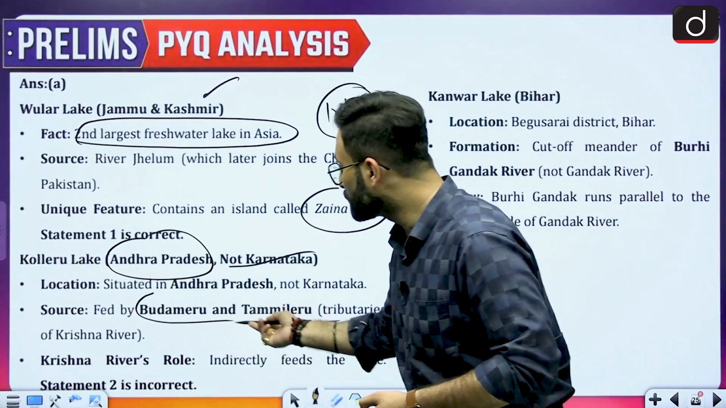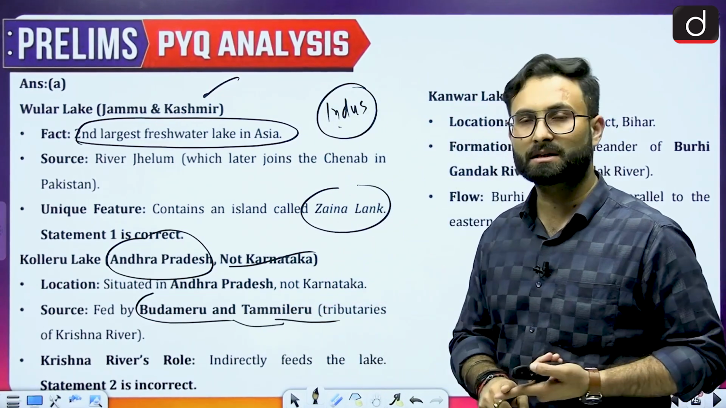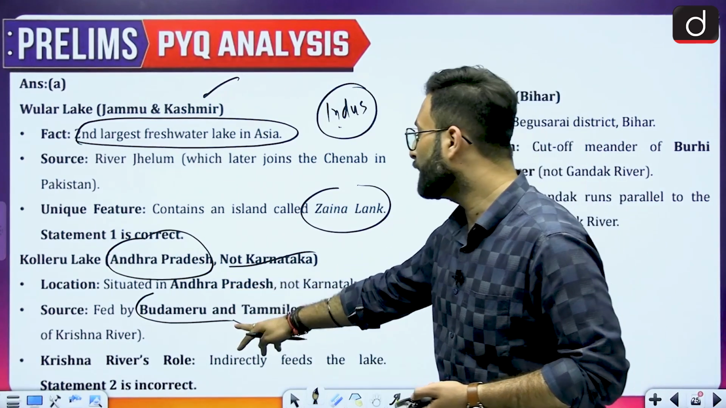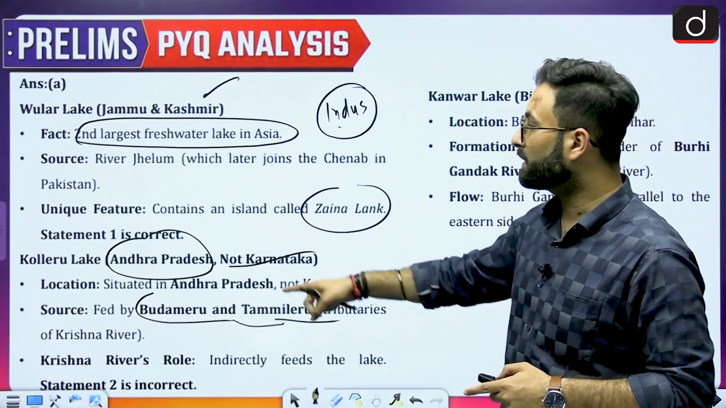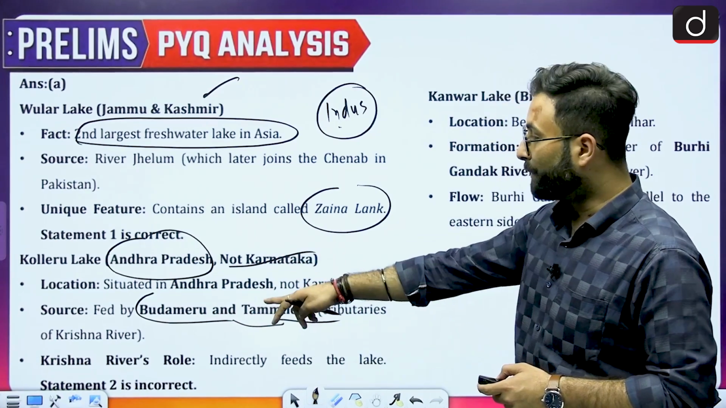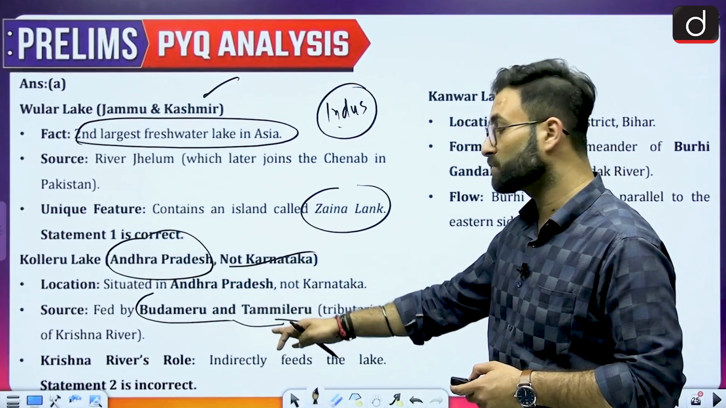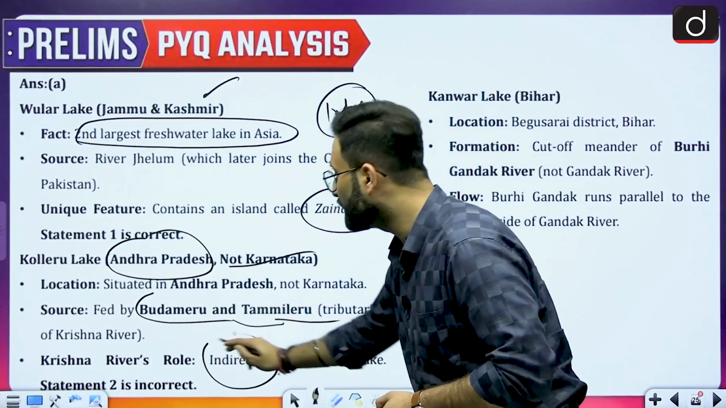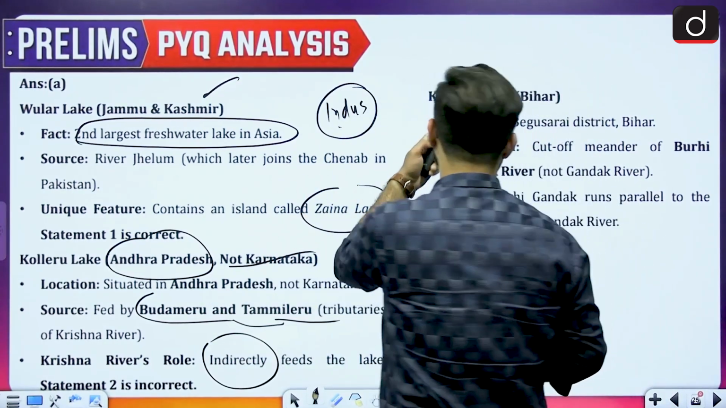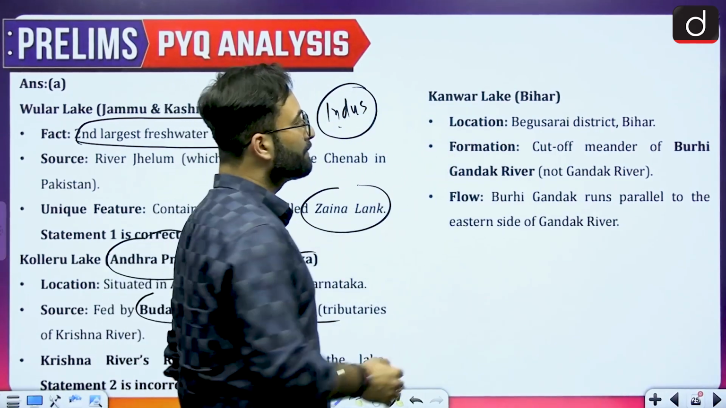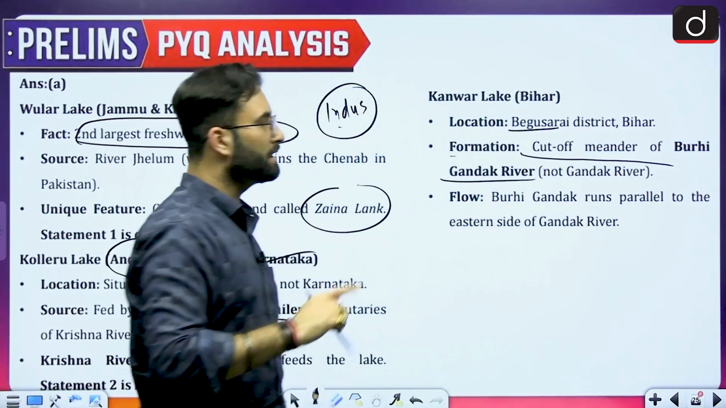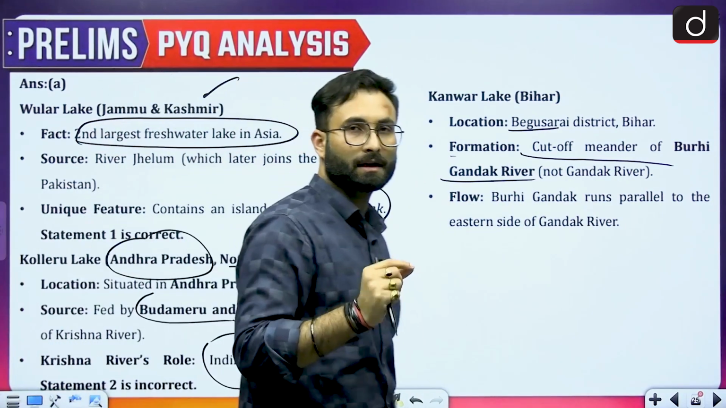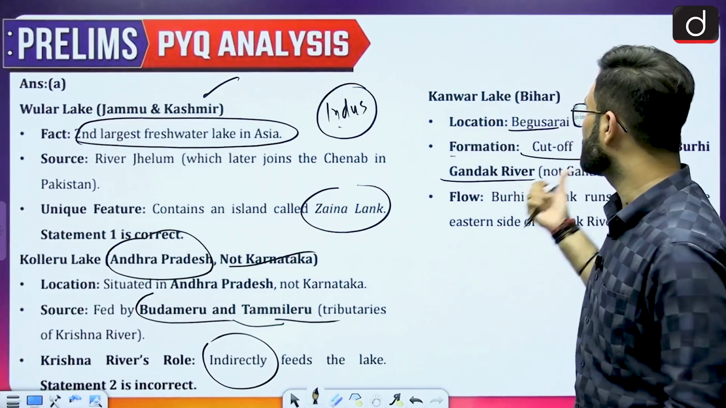These are the two streams which are tributaries of the Krishna river, that is Budameru and Tammileru. Basically these two are indirectly feeding the Koleru lake. So the Krishna river is indirectly feeding this particular lake. Coming to the next one, Kanwar lake is in Bihar, in Begusarai district. Its formation is a cut-off meander of the Budhi Gandak river, which we have already seen. So the Budhi Gandak is the river which forms this particular Kanwar lake.